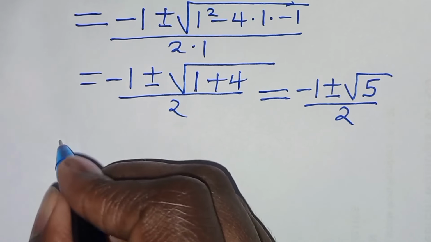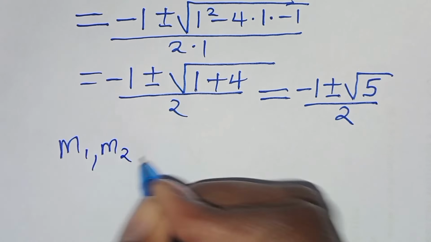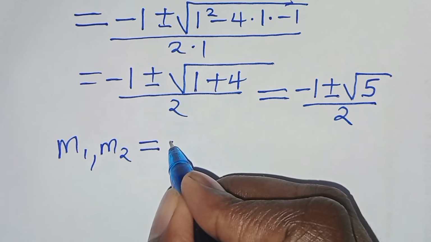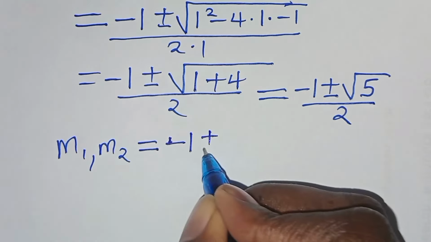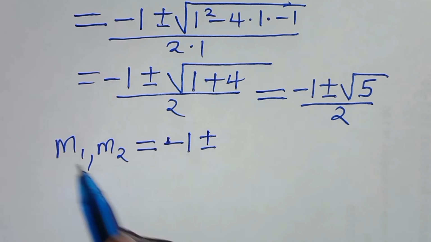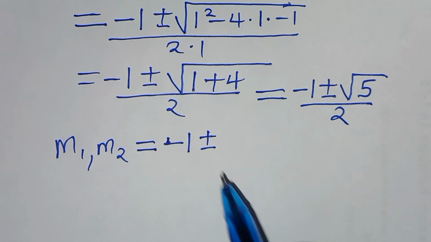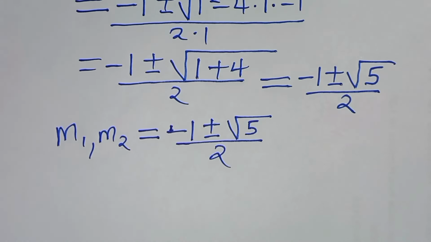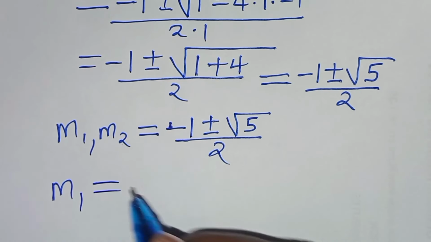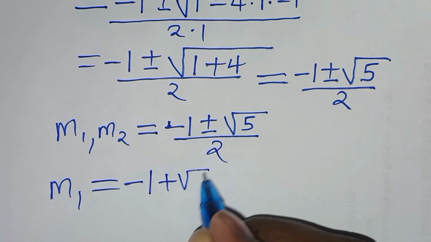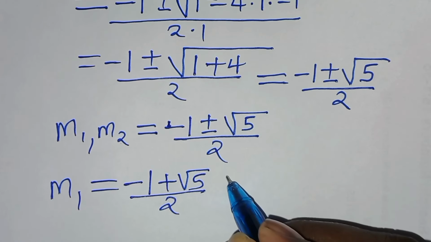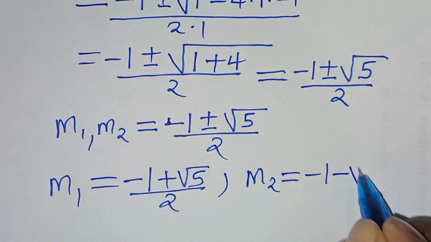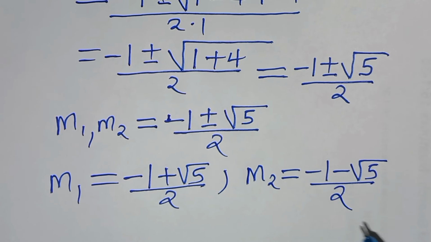So here we have that m1, m2 is equal to minus 1 plus or minus square root of 5 over 2. So we have that m1 is equal to minus 1 plus square root of 5 over 2, and we have that m2 is equal to minus 1 minus square root of 5 over 2.